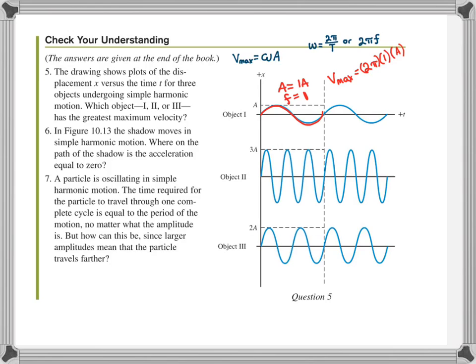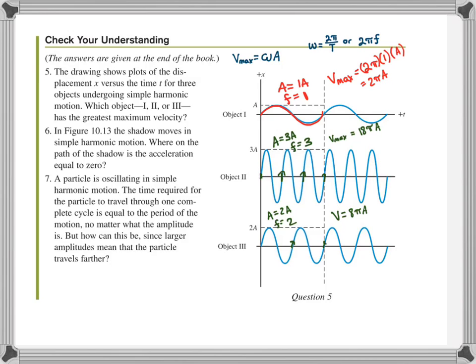If we look at the first one, in the amount of space here that's in the dotted line, it completes one complete cycle in this given amount of time, and it has an amplitude of A, so the max velocity is about 2 pi A. For the second one, it completes the pattern 3 times in the same amount of time, and the amplitude is 3A. So the maximum velocity is about 18 pi A. There we go, 18 pi A.